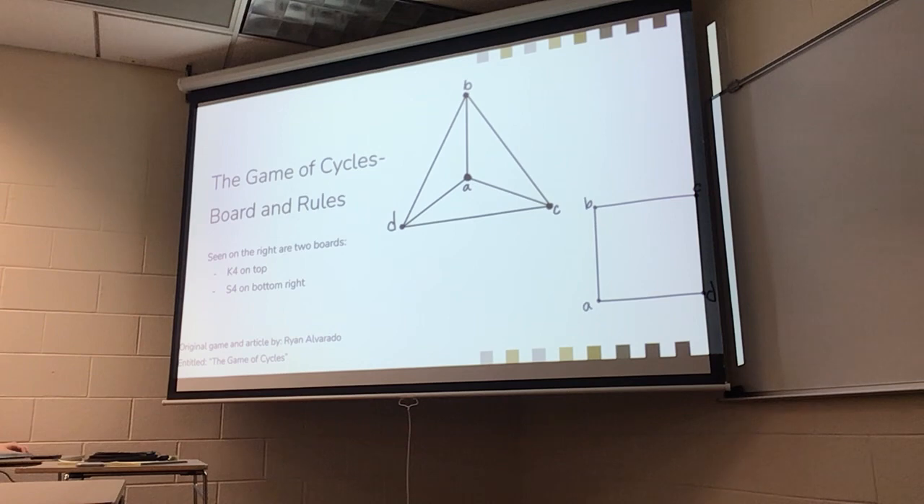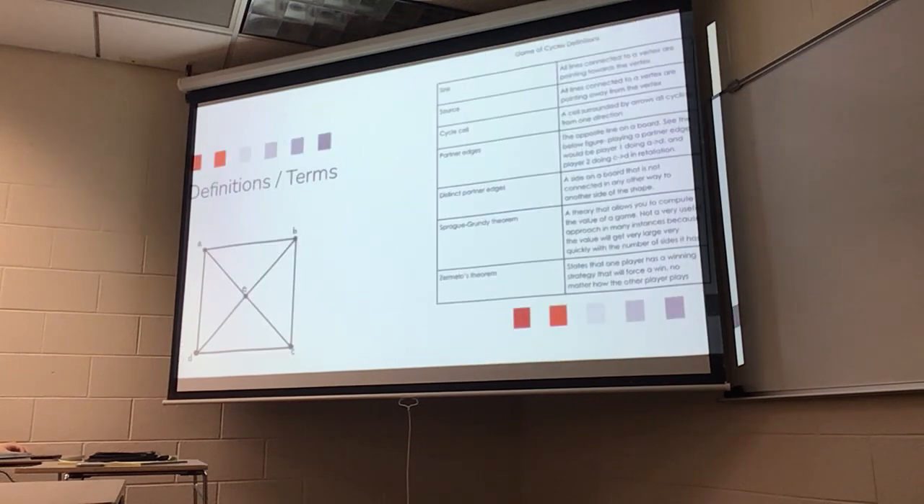But this game is very interesting because you can play it on basically any board that you can construct that is a closed shape. So like this one, it's closed, it's fine. That one over there is S4, that one's okay too. There's a bunch of different ones that you can do. So that makes it really interesting to think about.